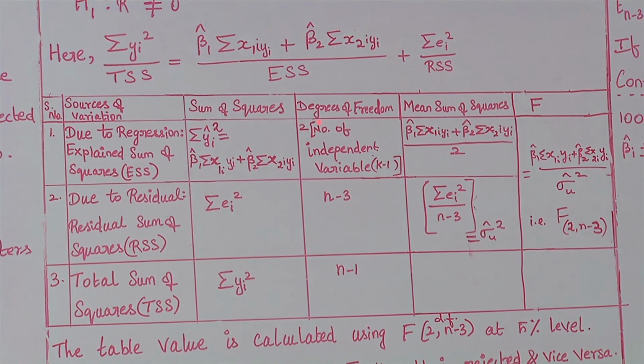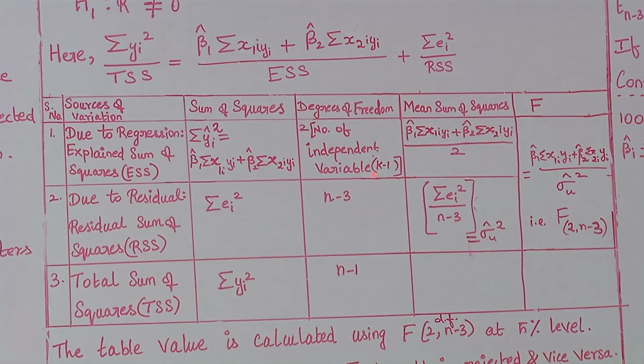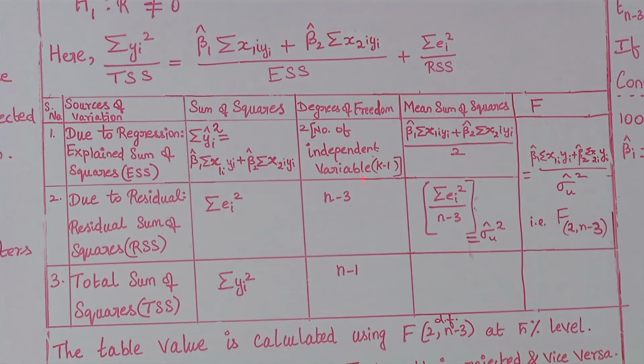The next column denotes the degrees of freedom. Here the number of independent variables is k minus 1, where the number of variables here is 3. So, 3 minus 1 gives us 2. Similarly, for residuals the degrees of freedom is n minus 3. When we sum it up, we get n minus 1 as the answer.